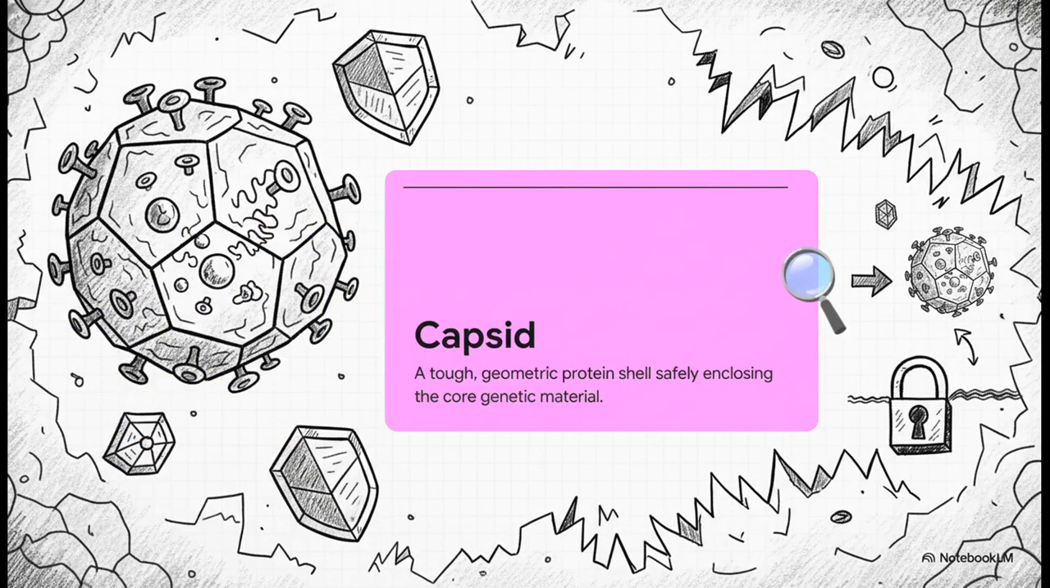Now, just beneath that snaky envelope, we find the capsid. This is a tough, highly geometric protein shell, basically a microscopic suit of armor. It is meticulously designed to protect the virus's incredibly delicate core against some seriously hostile environments, whether it's battling acidic conditions, extreme temperatures, or just the harsh environment outside a human body. This geometric armor makes sure the payload actually survives long enough to reach its target. It's honestly a total masterpiece of evolutionary engineering.